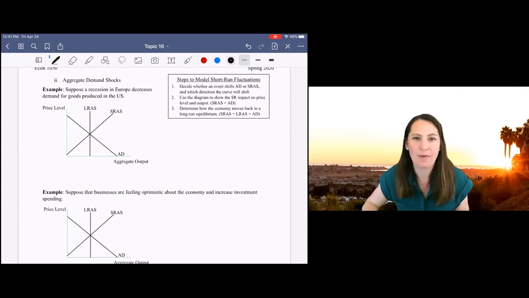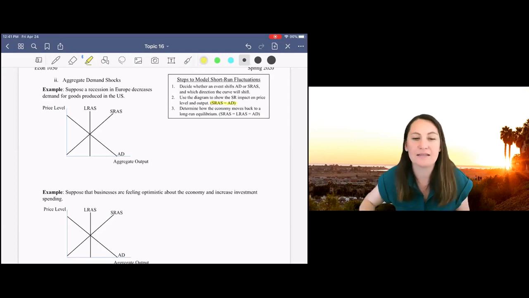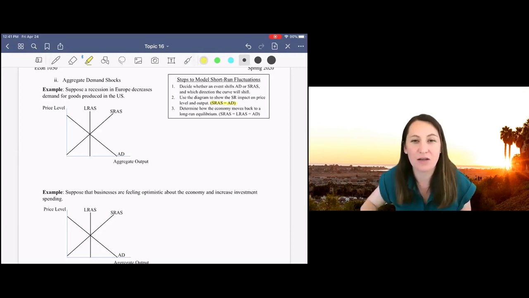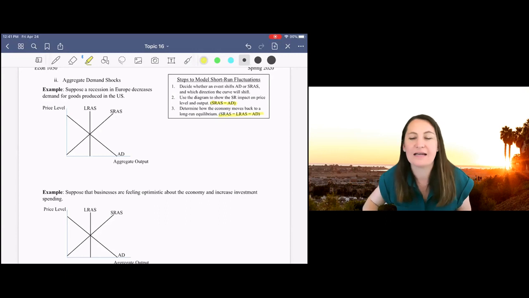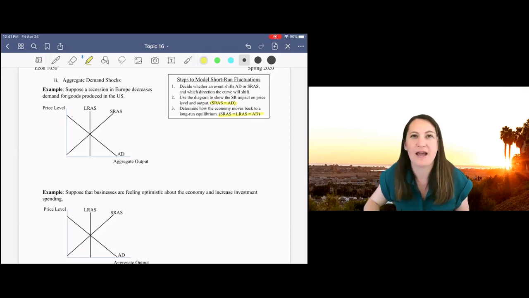Okay, and the short-run impact is going to be found where short-run aggregate supply is equal to aggregate demand. And then we're going to figure out how the economy will return to a long-run equilibrium. Remember, the long-run equilibrium is where all three lines intersect. And it's primarily determined by the intersection of aggregate demand and long-run aggregate supply.